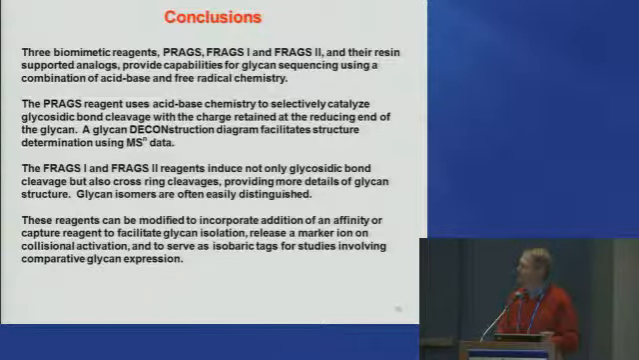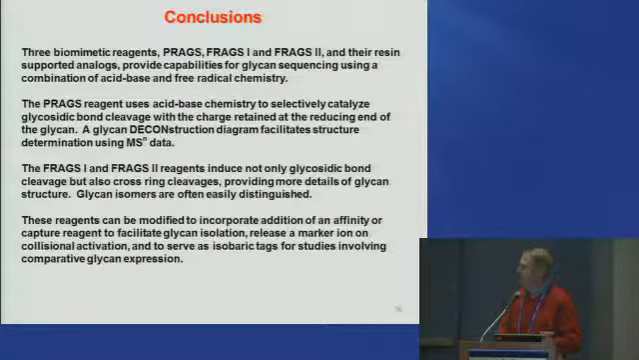There's several groups at Caltech actually that are using this and quite excited by what they're getting out of it. So we've got acid-base chemistry. We've got the deconstruction diagram there that uses MS to the nth data to get more complete structure. The cross-ring cleavages here due to the free radical chemistry are what actually gives you the position of substitution in the glycan and also the position of modifications such as sulfonation.